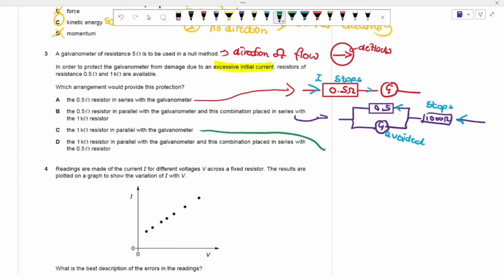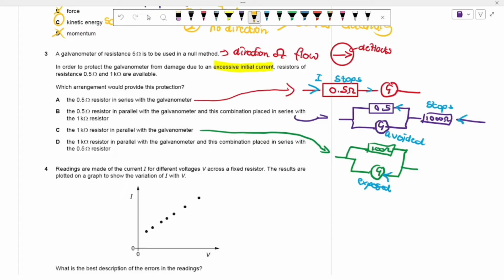And then if you go to C, we have the 1 kilo ohm resistor in parallel to our galvanometer. Like I've said, current likes the path of the least resistance. So the path of the least resistance is the one with the galvanometer with 5 ohms. So we're literally exposing this galvanometer, and it's going to experience a lot of current. So this is not the best. And then, as we have seen, A is not the best, because in B we're first passing it through 1000 ohms.